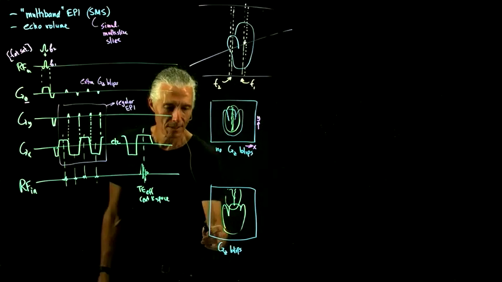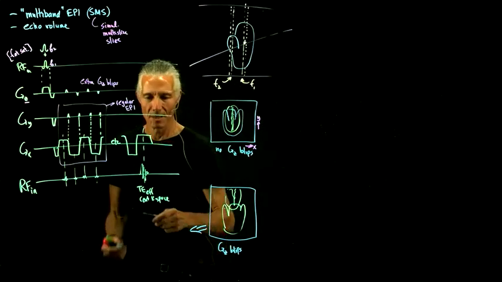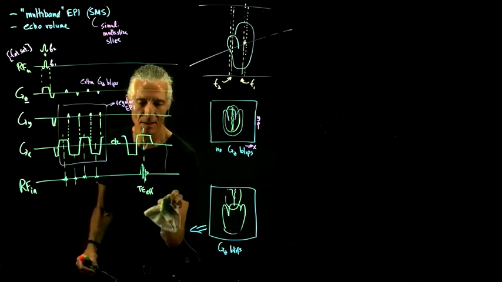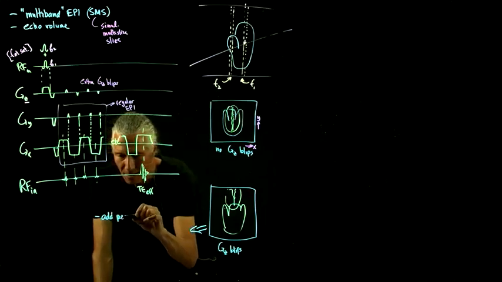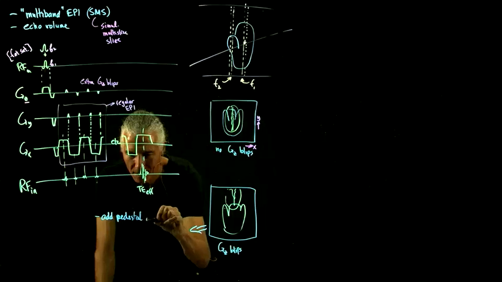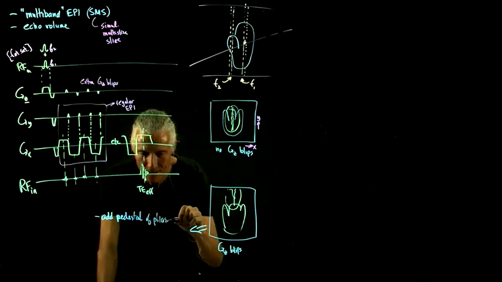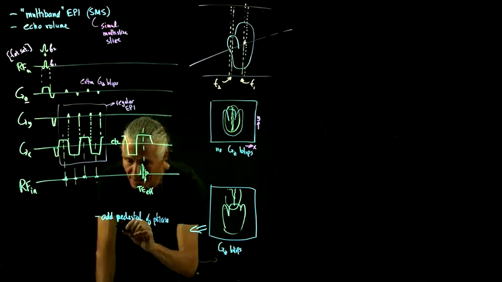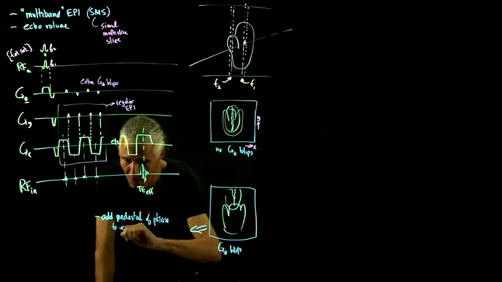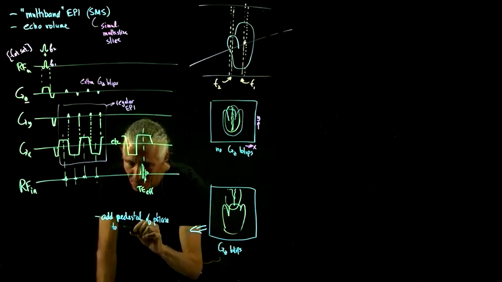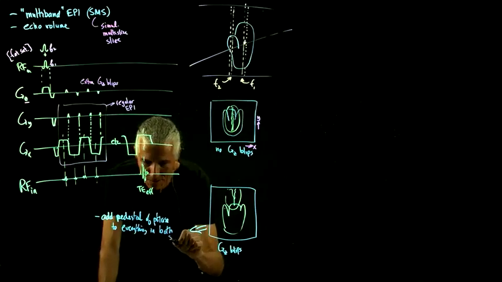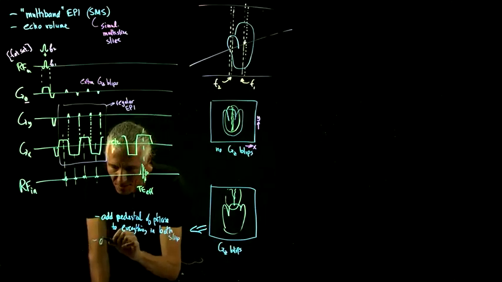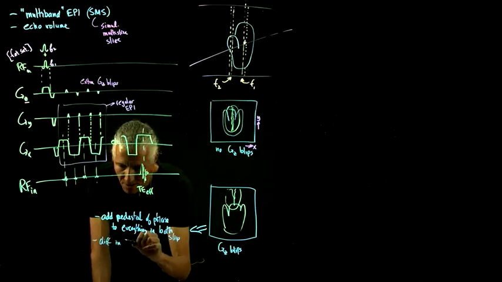So what's going on here? It basically adds a pedestal of phase to everything in both slices. But it's going to be different in the two slices.